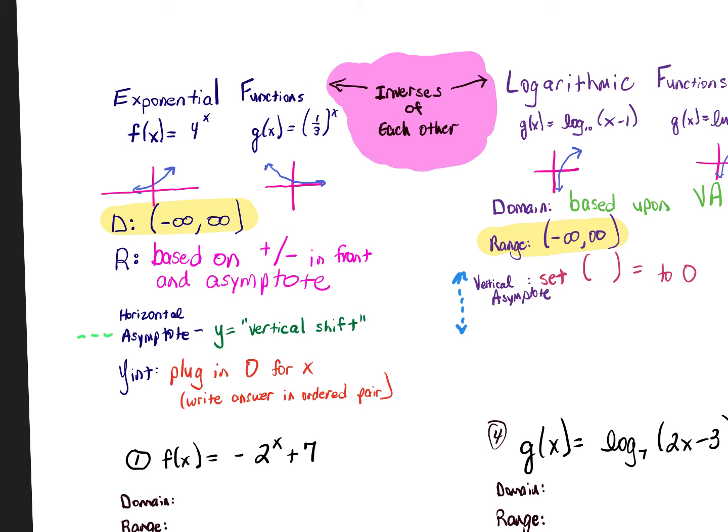Now, on your little cheat sheet for exponential functions, what did I write? How do you find the horizontal asymptote? Y equals. Y equals what? The vertical shift. That's it. You guys can look at every single equation and tell me in an exponential function what the horizontal asymptote is. It's whatever's being added or subtracted to the end of your function. To find the vertical one in a logarithmic, you set whatever's in parentheses equal to 0.